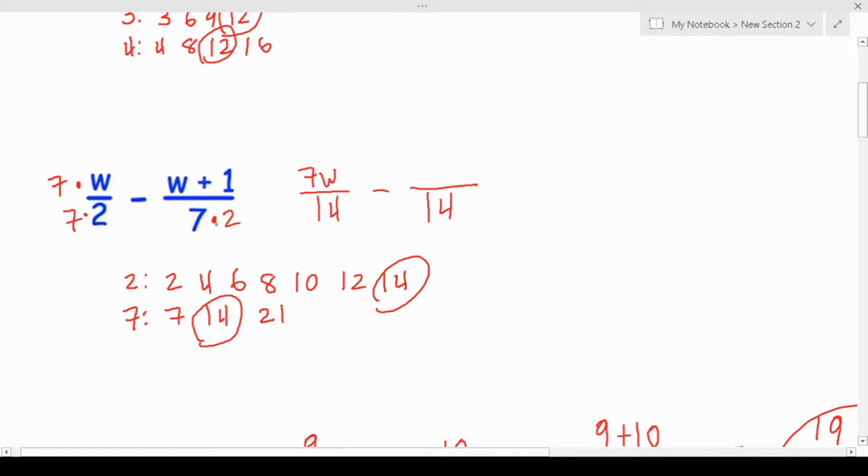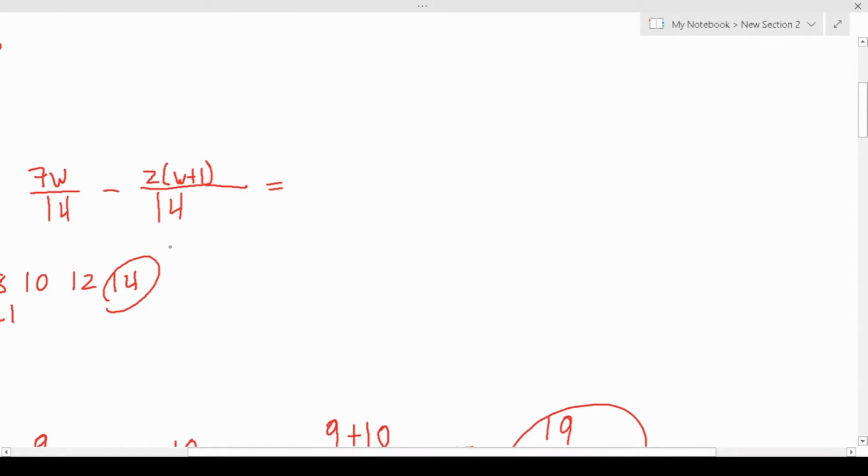What we do to its denominator, we're also going to have to do to its numerator. And that's going to be 2 times all of this. So that's going to be 2 times w plus 1. All right, let's try to simplify this. As my next step, I'm going to work out this 2 times w plus 1.